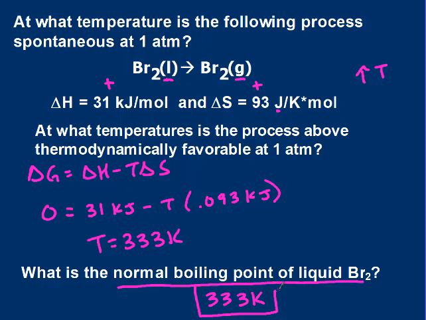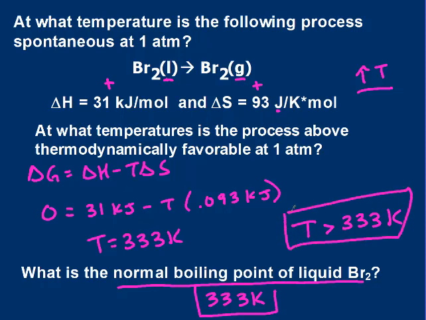But to figure out at which temperature this will occur, we want high temps, so any temp that is greater than 333 Kelvin will be a thermodynamically favorable process. So 334, 335, 340, 700, anything greater than 333, it'll be thermodynamically favorable.